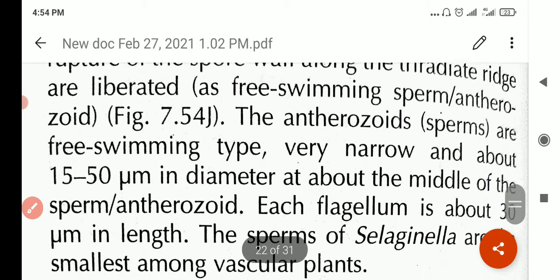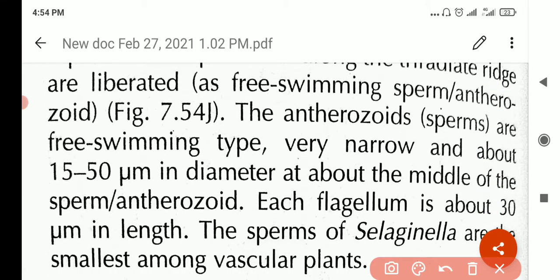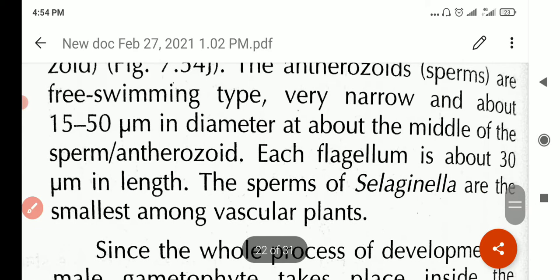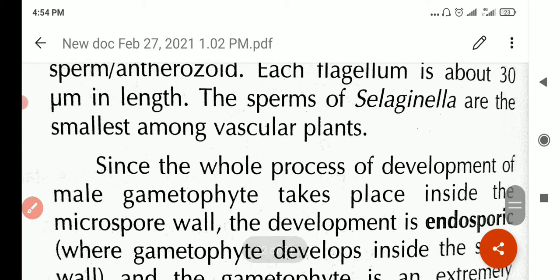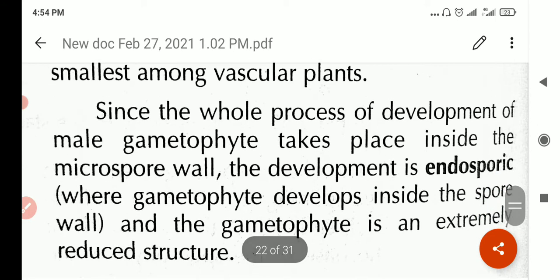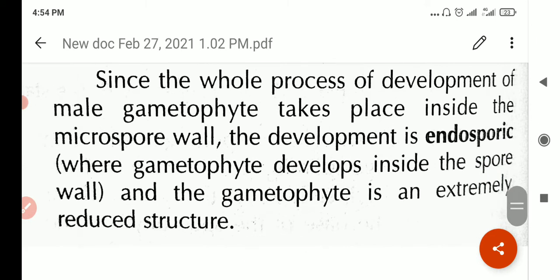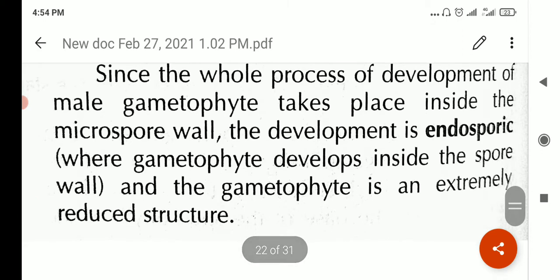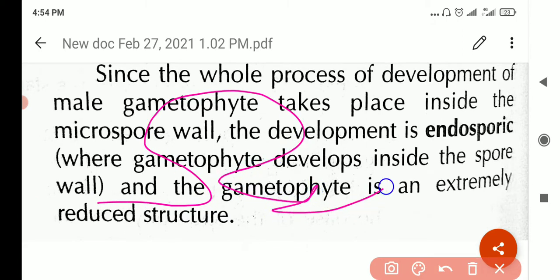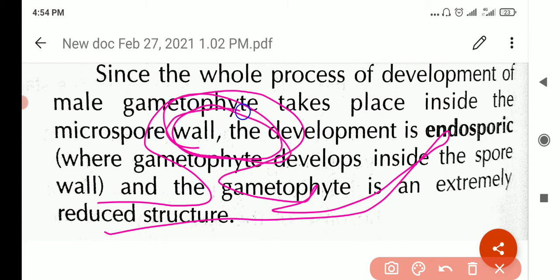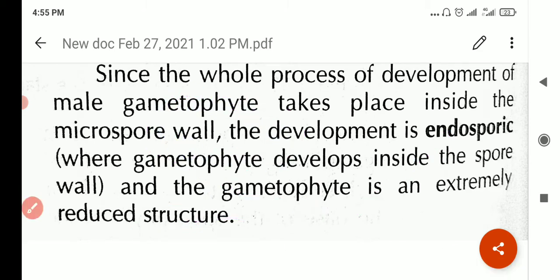The antherozoids are free swimming and are around 15 to 50 micrometers in diameter, and about 30 micrometers in length. The sperms of Selaginella are the smallest among the vascular plants. So this is one good GK: the sperms of Selaginella are the smallest among the plants which have veins. Since all of this is happening inside the sporangium, inside the ligule, we call it endosporic, meaning inside.